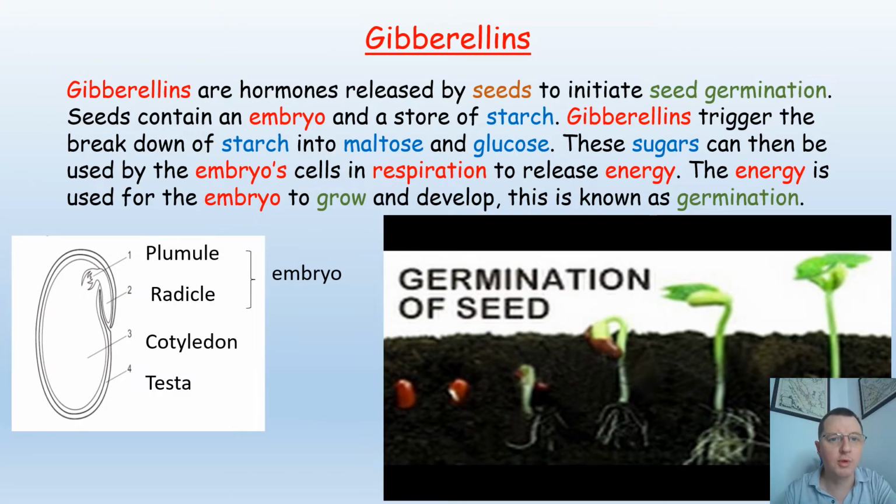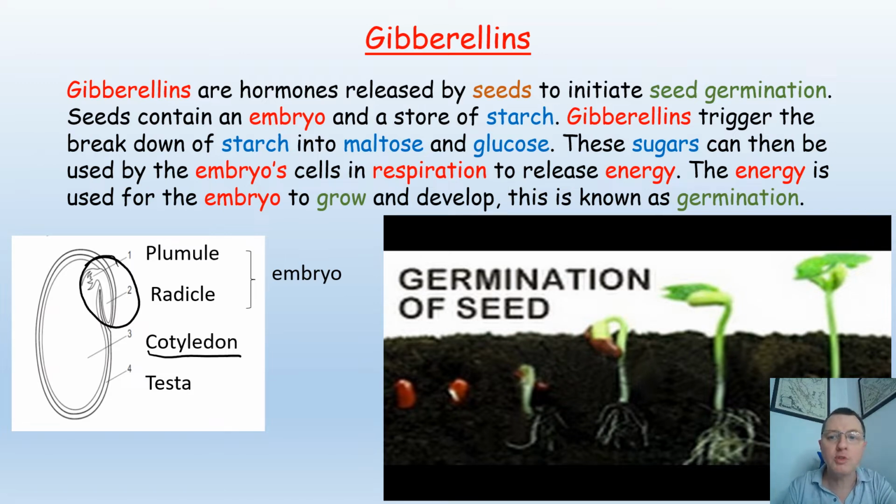The first hormone we're going to look at are the gibberellins. Gibberellins are hormones released by seeds to initiate seed germination. As you can see in the diagram down here, the seeds will always contain an embryo here made up of a plumule and a radicle. The radicle is going to form a root and the plumule will form a shoot when the seed germinates. But there's also a store of starch in the cotyledon.